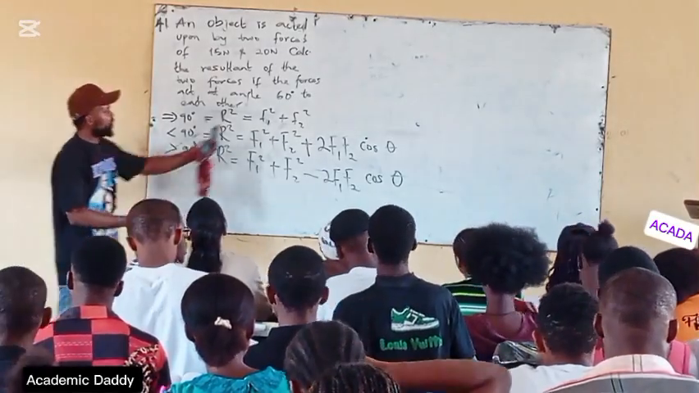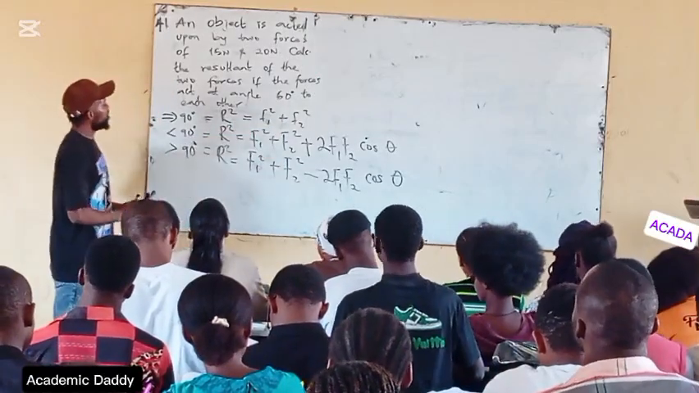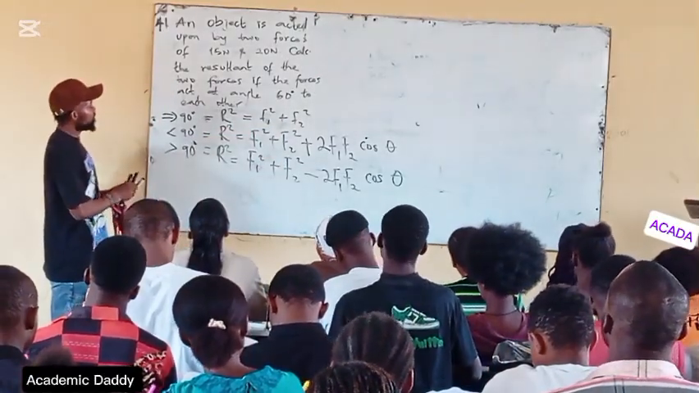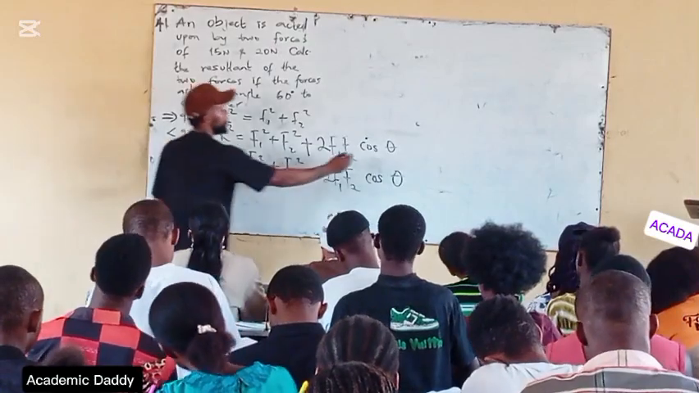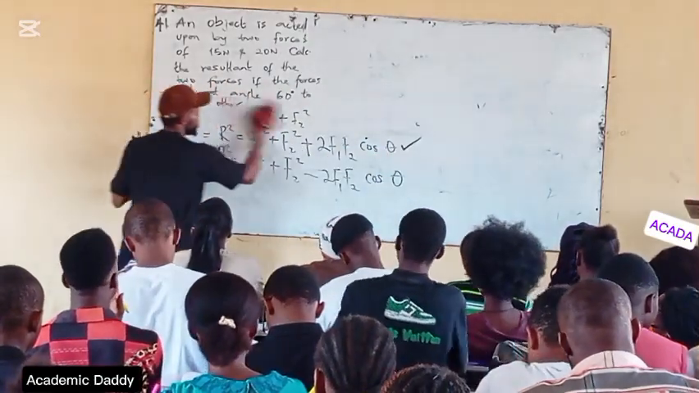Okay, so this angle now is 60 degrees. Let's use it to solve for the resultant. So let's see, which one are we using now? Very simple. Let me clean the others. Let me clean the rest.